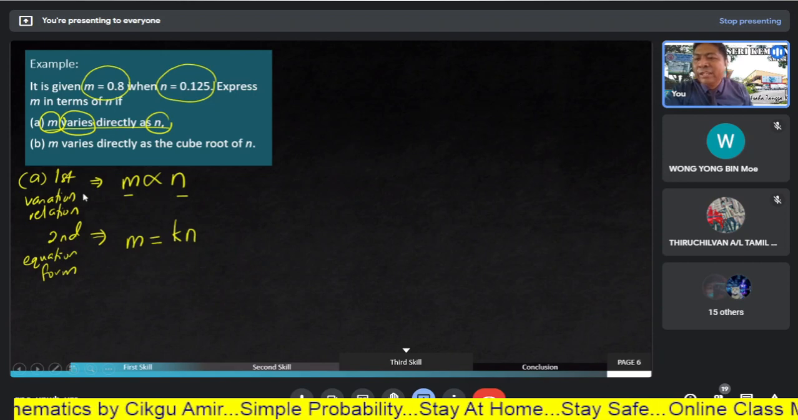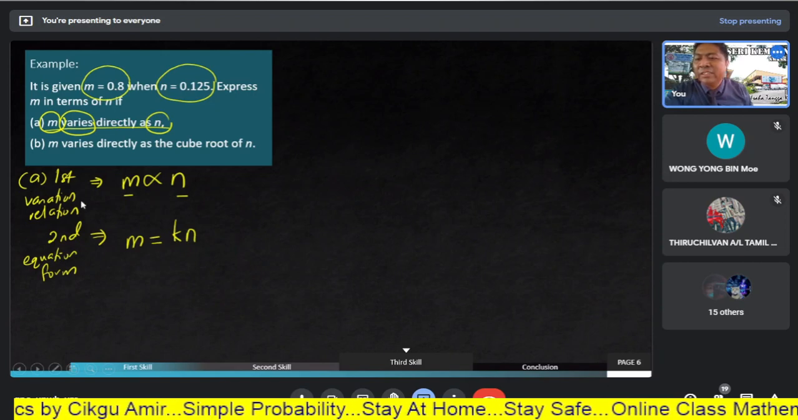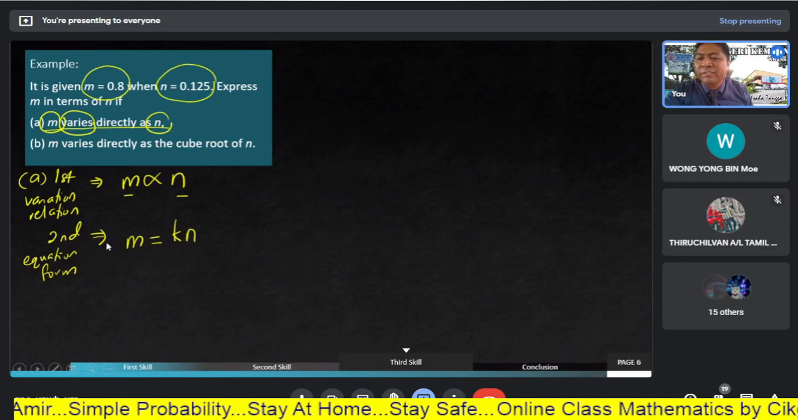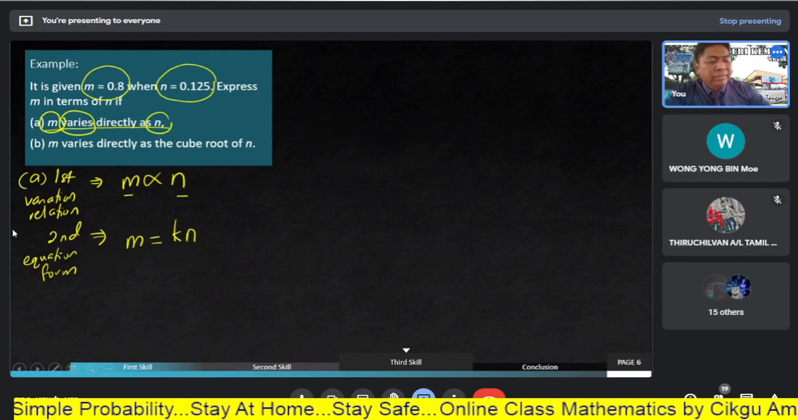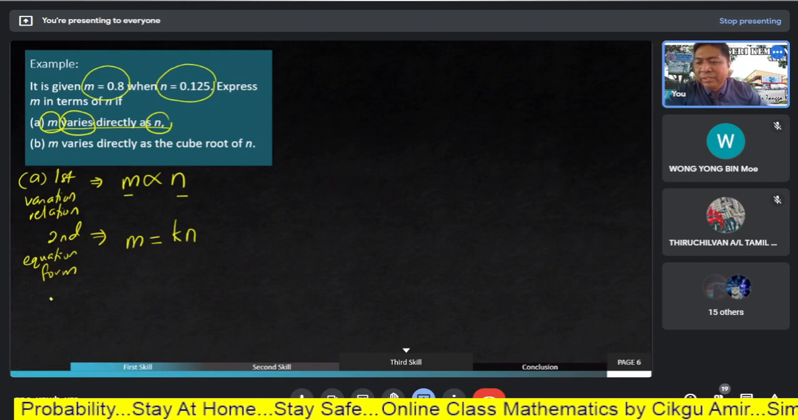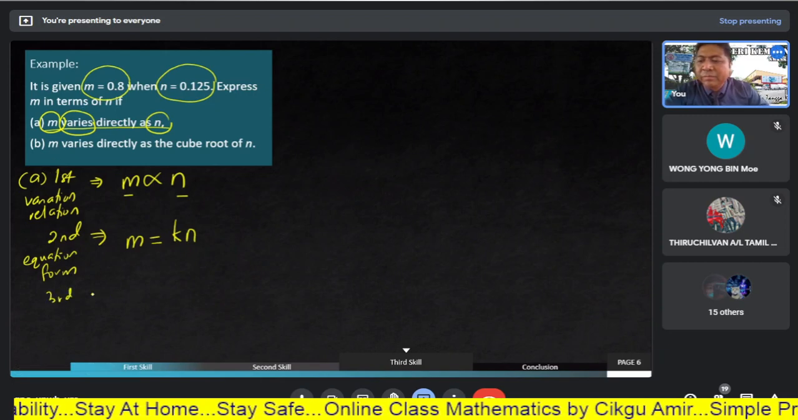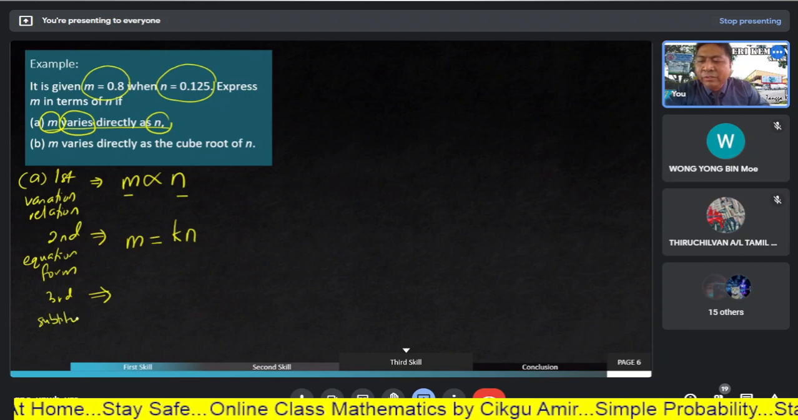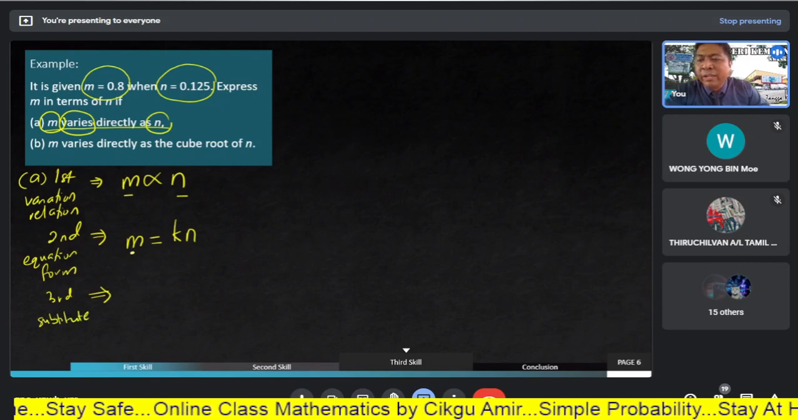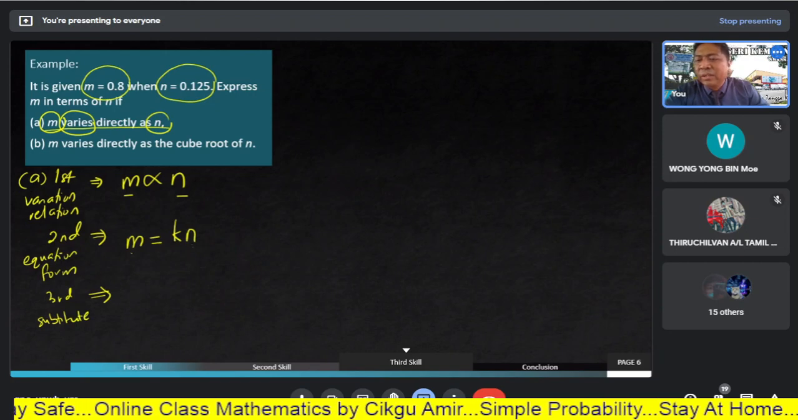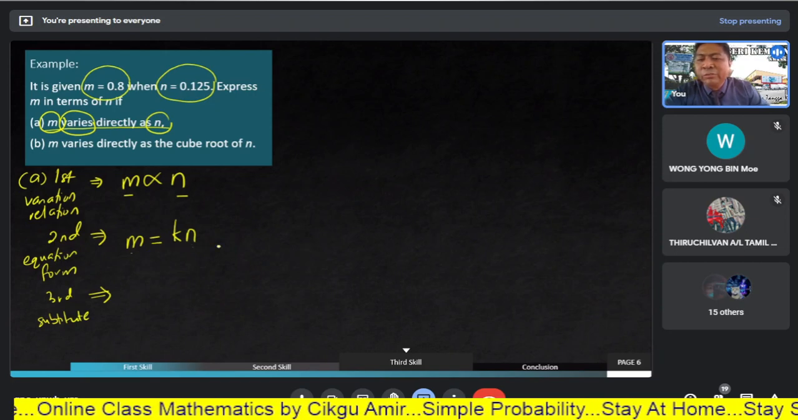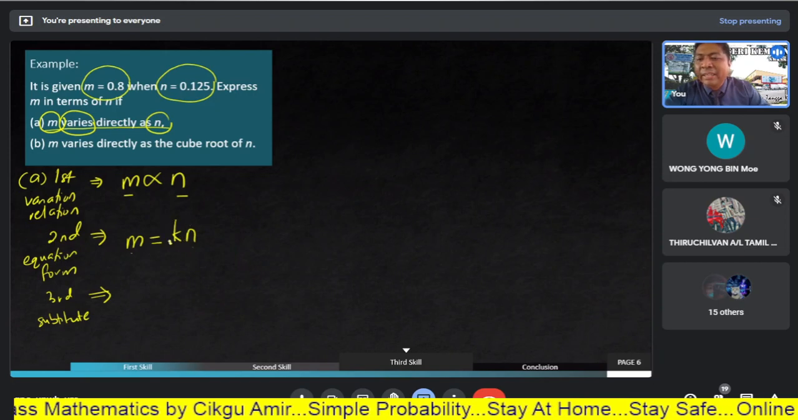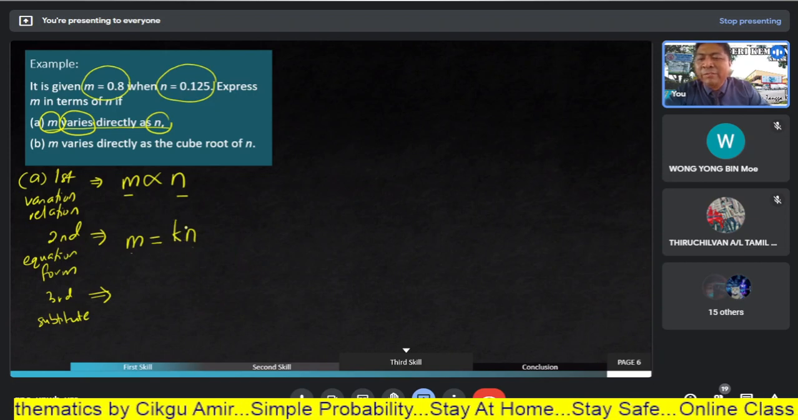Okay, the first step is variation relation. Second step is equation form. Tukar kepada persamaan. Okay, third step, we will substitute the value of M and N. Why do we substitute the value? We want to find the value of K. K is constant. We must find the value of K.